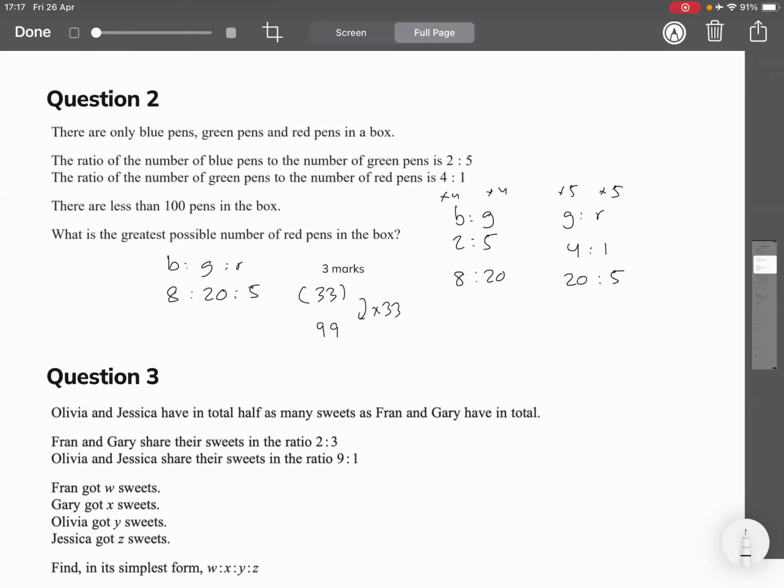So how many red pens would there be? Red pens, that's 15, right? Exactly. Also times that by 3. So the answer is 15.